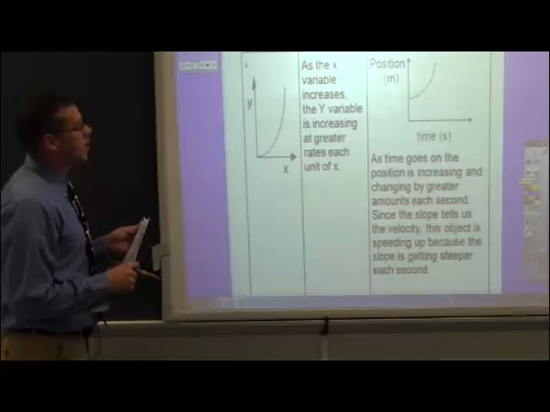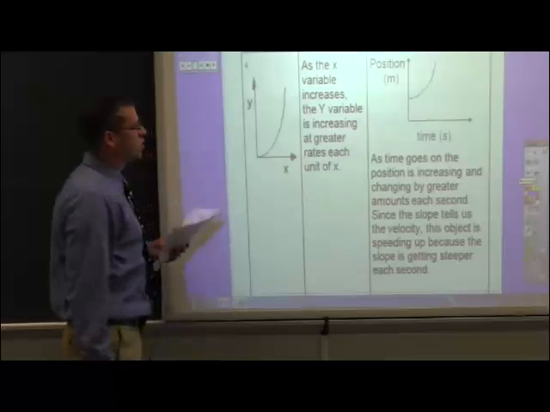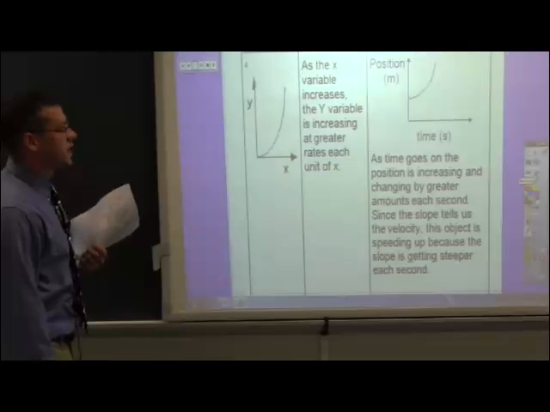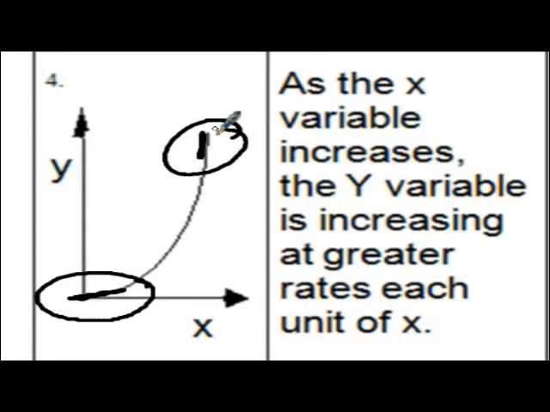Okay, the fourth type of graph is almost like a J-shaped curve here. What that means is as the x variable increases, the y variable is increasing at greater rates each unit of x. And again, the best way to think of it is look at the slope at the very beginning compared to the slope at the very end. And you'll see at the very beginning, the slope is not very steep. At the end, the slope is very steep.